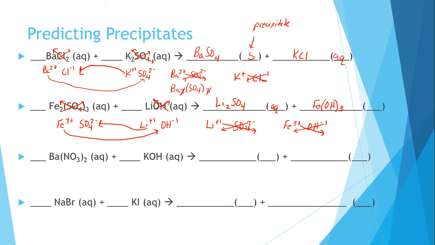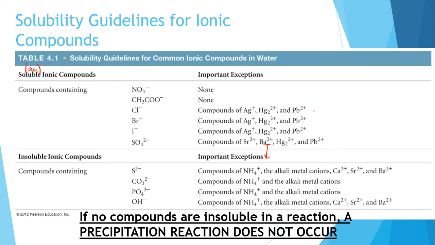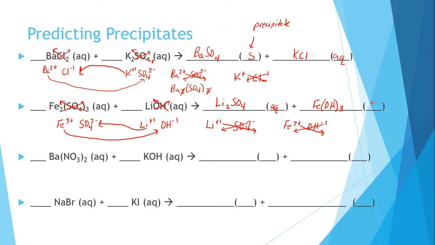Here I have iron and hydroxide. Let's find hydroxide and see if iron is an exception. So here's my hydroxide. Iron is not an exception, so this stays insoluble, which is my solid. So my precipitate is my iron hydroxide.